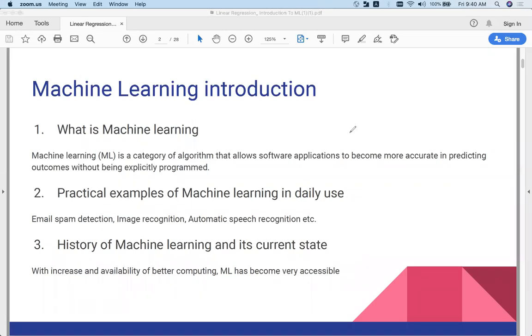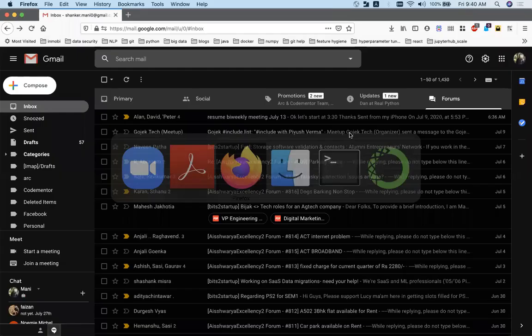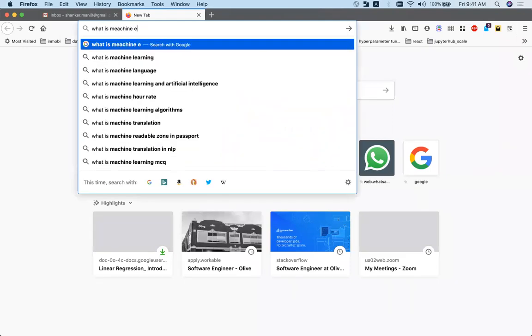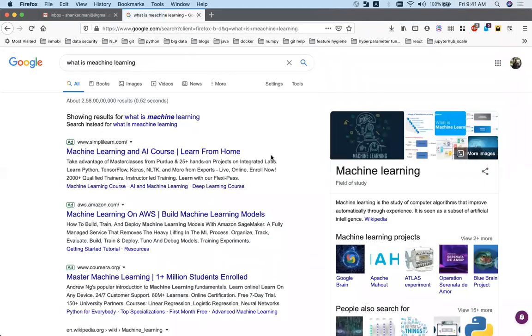So Google search nowadays, I don't know how many of you have observed. 6 months back, they did not have these questions. So let me explain what I mean. If I type this, what is machine learning? So what is machine learning, right?